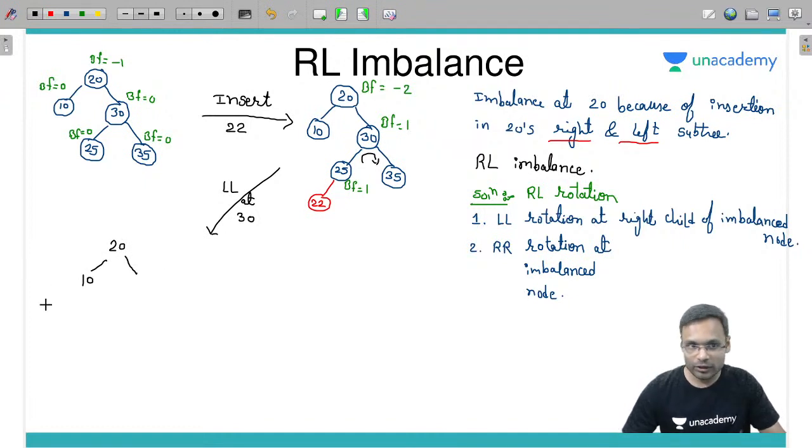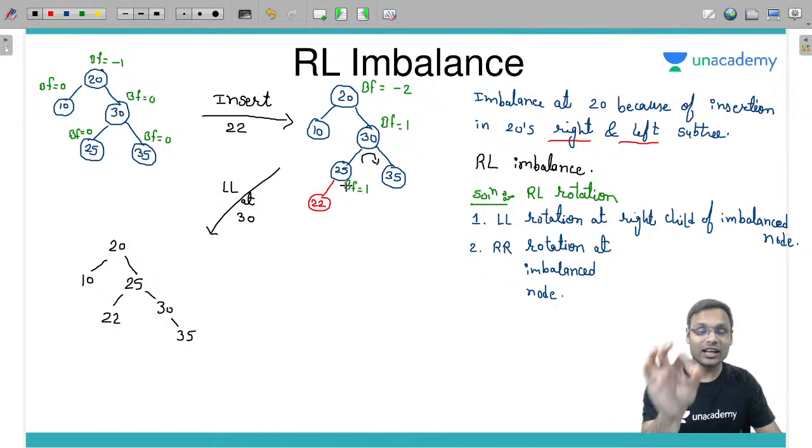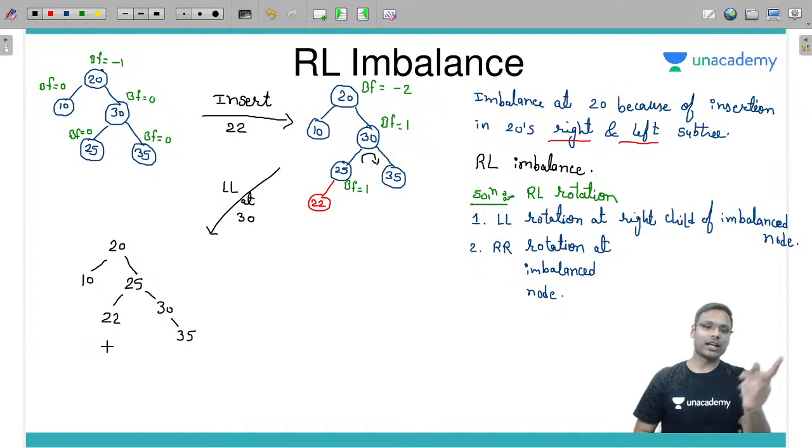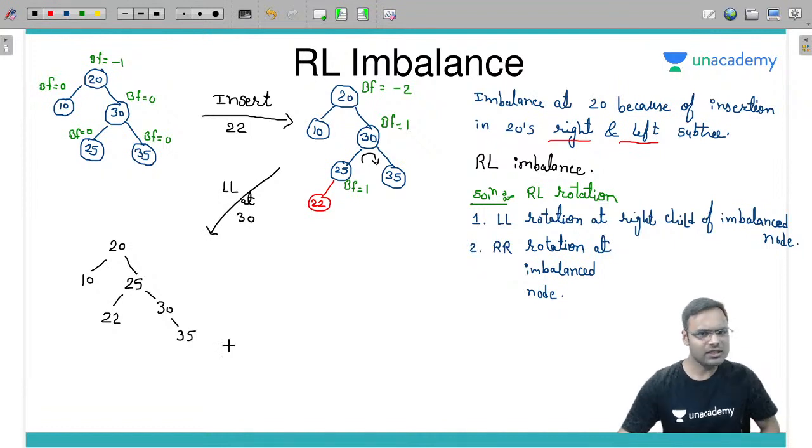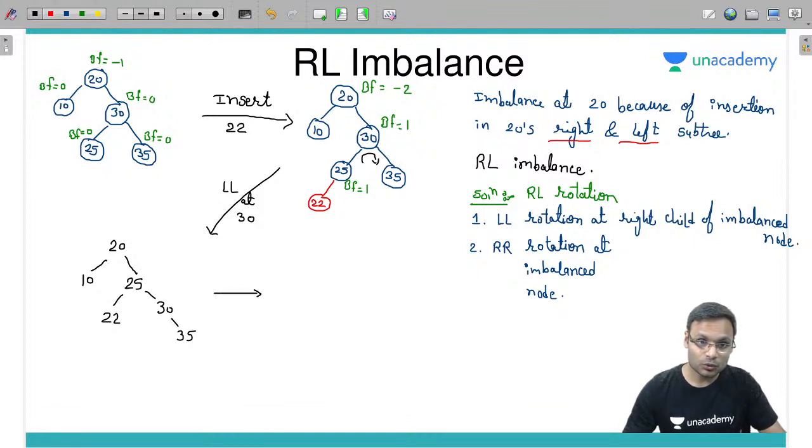So 25 will go up. Its right will become 30. 30's right will remain 35. 25's left stays in 25's left only. If anything were in the right of 25, where would it go? In the left of 30. Right of 25, left of 30. But it is nothing. After this, my rotation is still not done. The second rotation is still left. So let's do that also.